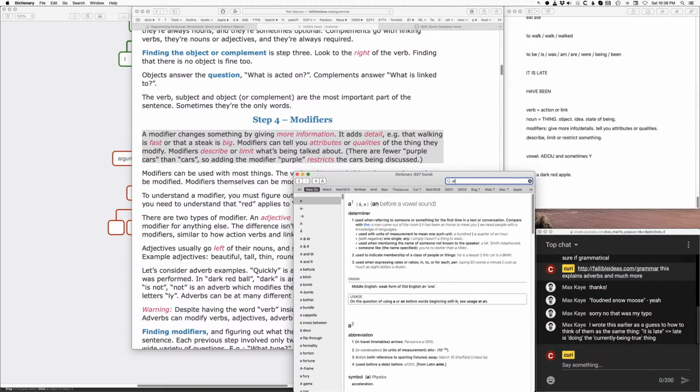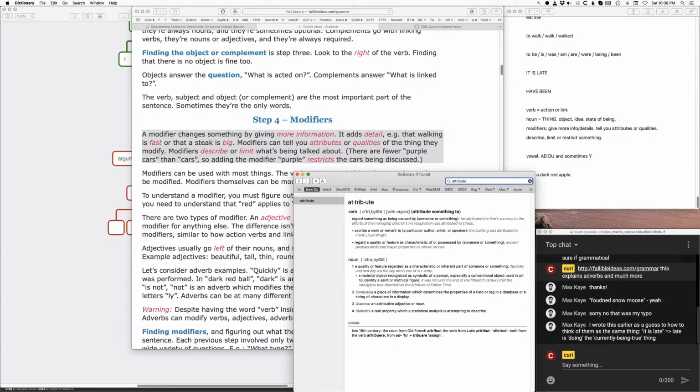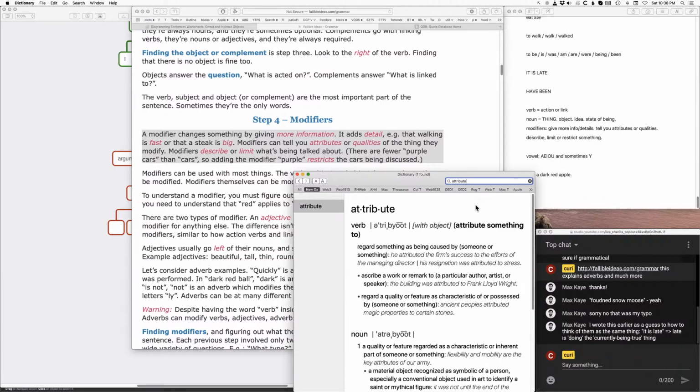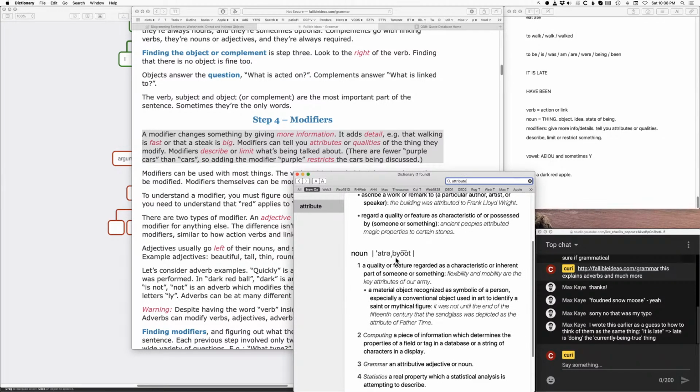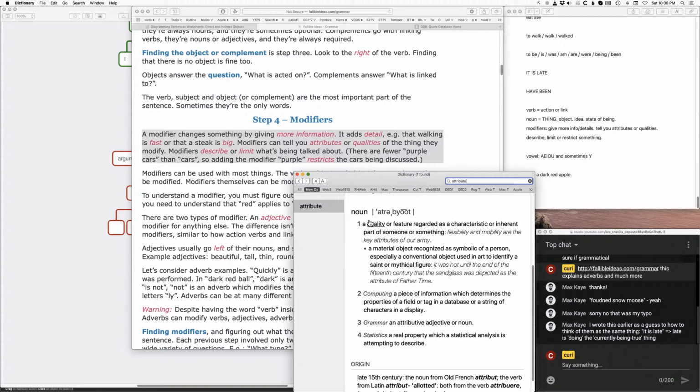Okay, well, let's look them up. They're similar words. I was trying to give many different ways of saying the same thing. Okay, attribute. Oh, this is the wrong word. We want the noun. See, look, attribute means a quality or feature, regarded as a characteristic or an inherent part of someone or something. So another word for this is trait.